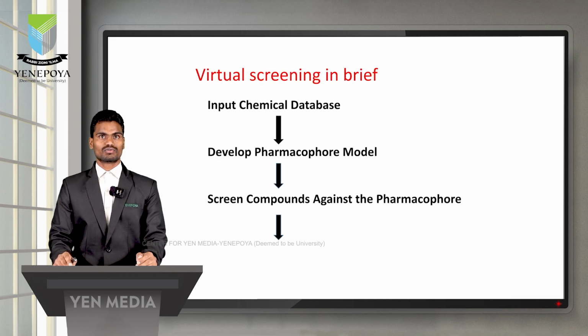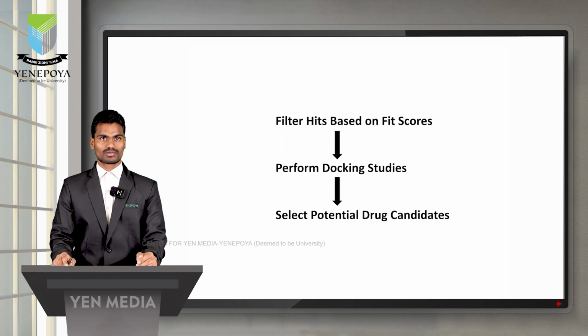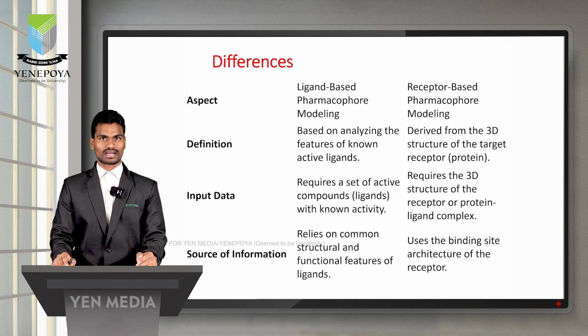So this is virtual screening in brief, where we input a chemical database, and later we will go for development of a pharmacophore model and screen compounds against the pharmacophore. After that, we will filter hits based on fit score, and later we will perform docking studies between a drug molecule and a target. After that, we will select potential drug candidates.